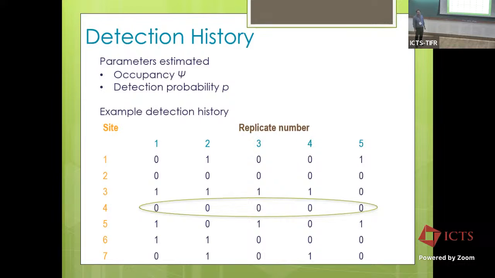But pseudo replication. Yeah. Are we doing pseudo replication here? Not at all. No. Okay. So how do I explain this to you?